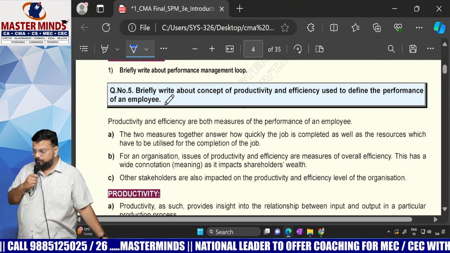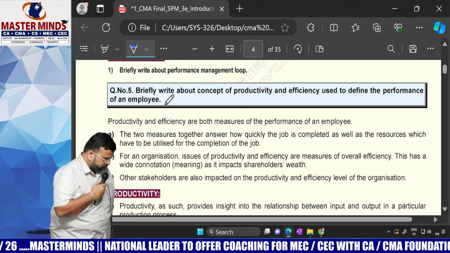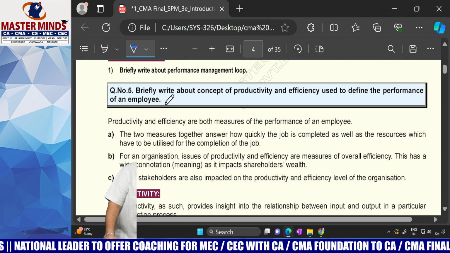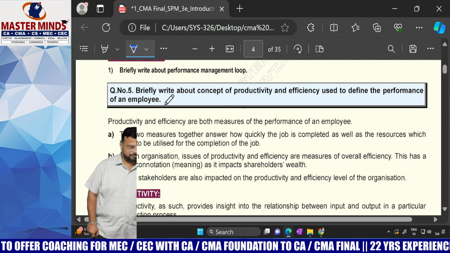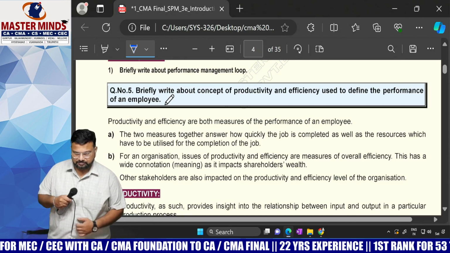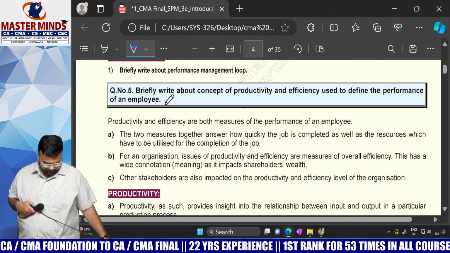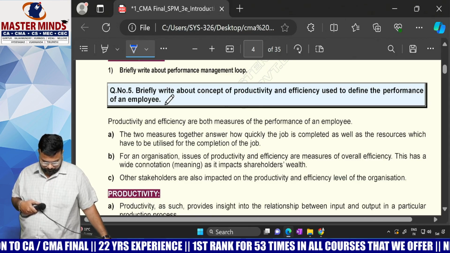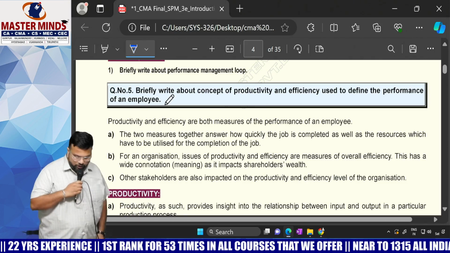I hope everyone has completed question number 2. Then complete question number 3. Make it fast. Let us start question number 5 then.